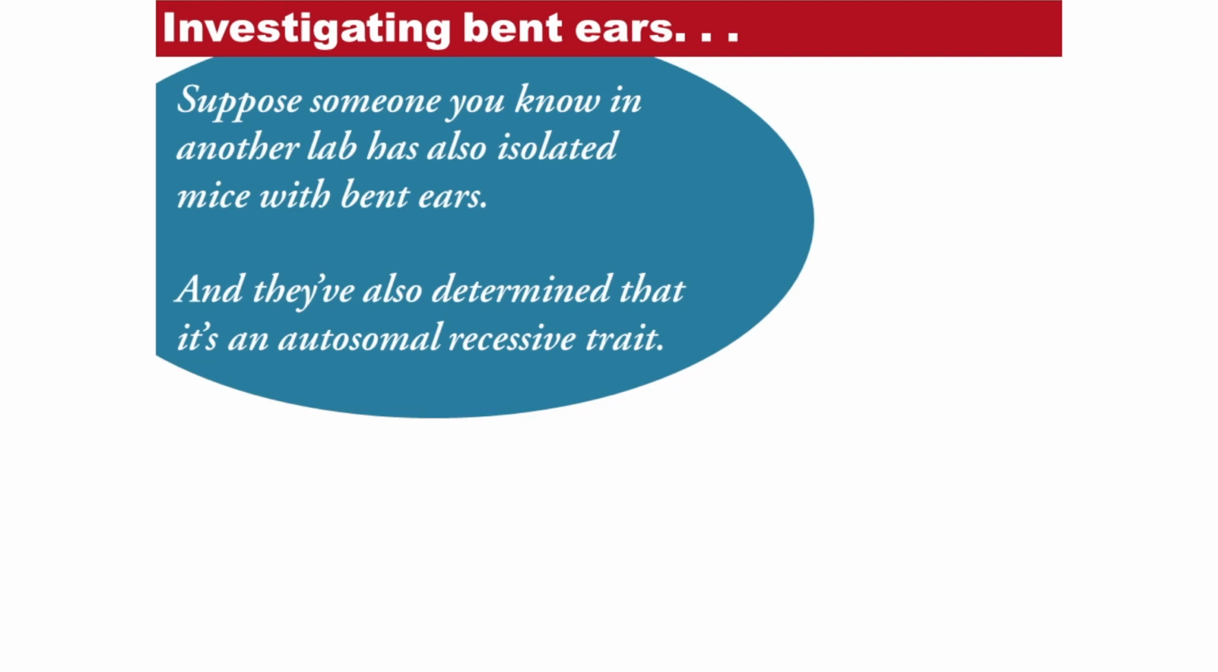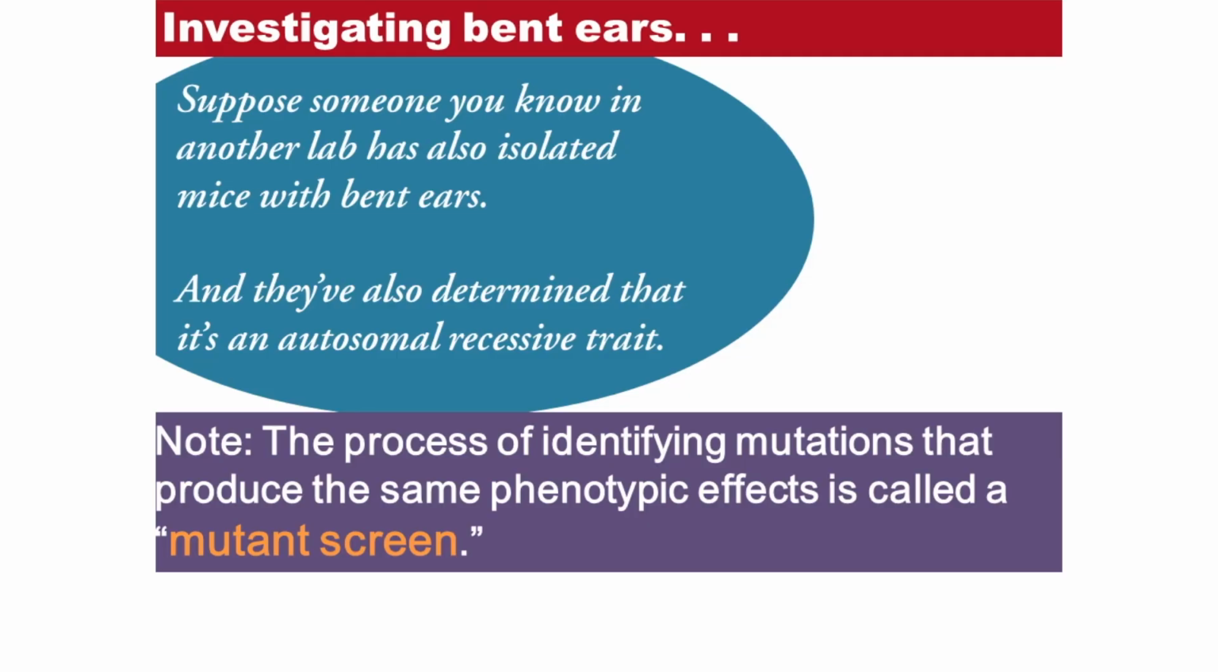Now let's say you've got a friend, a biologist on the other side of the country, and that person is working on the same model organism, let's say these mice, and they also notice every now and then we get the unusual mutation with the bent ears. And they do the same crosses that you've done to ascertain that it's inherited as an autosomal recessive condition. We call this process where you identify different phenotypic expressions of mutations a mutant screen. And all model organisms will have a whole library of different things we know about them based on mutant screens.